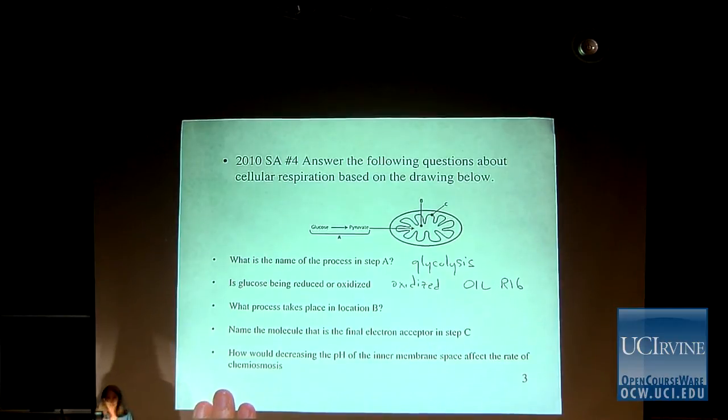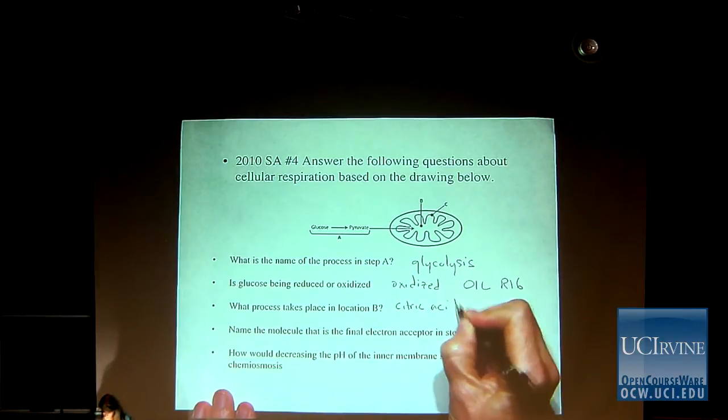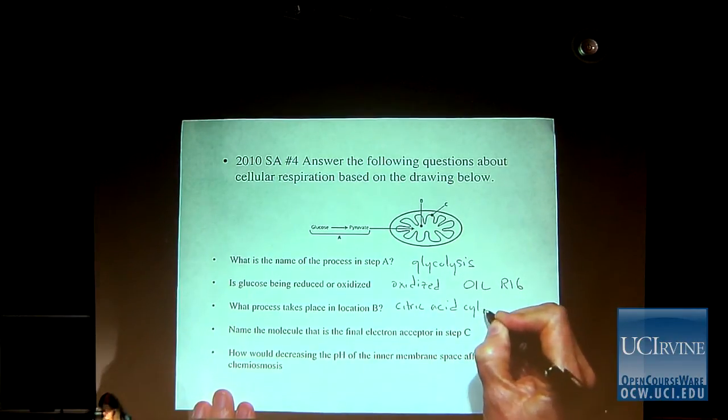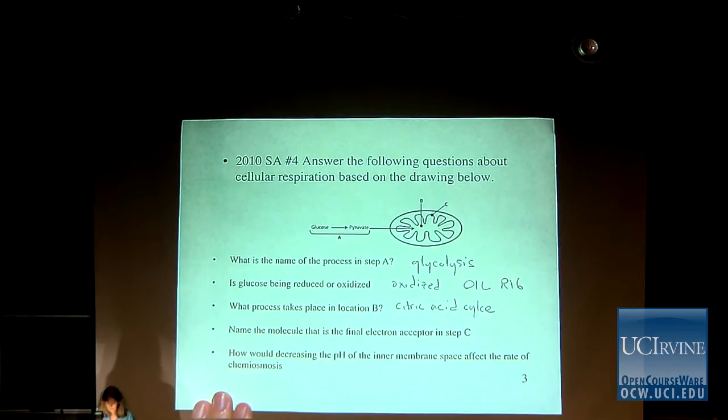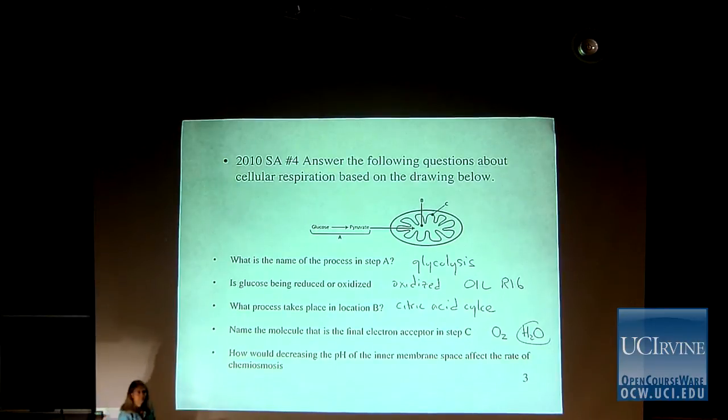Okay, what process is taking place in location B? Citric acid cycle. What is that location called? Right, it's the mitochondrial matrix. Name the molecule that's the final electron acceptor in C. Oxygen is correct. And what molecule then does this make? It makes water. Where did the electrons come from? They came from glucose. The electrons were then donated to the electron transport chain, and that powered the hydrogen pumps in the electron transport chain to make a hydrogen gradient, right?